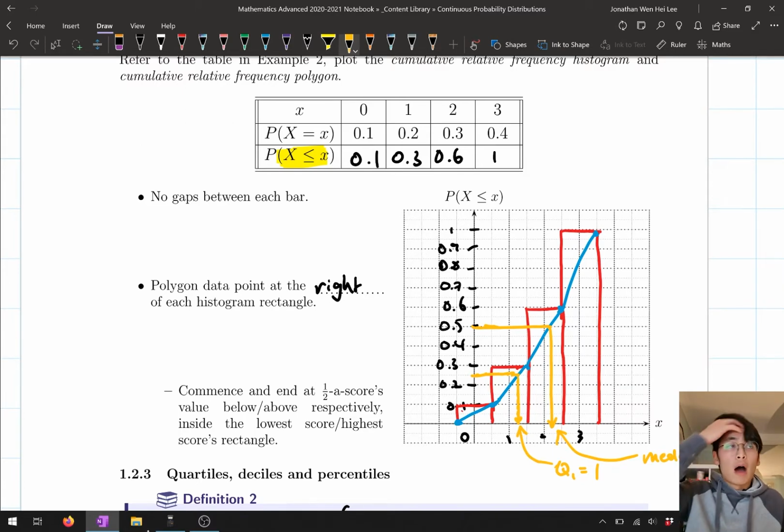And the final thing is our upper quartile, which is where 75%. So I'm going to go to 0.75, so over here, and then go down.